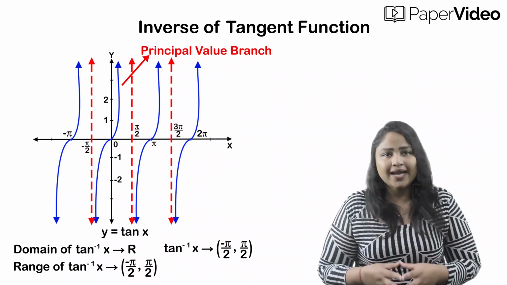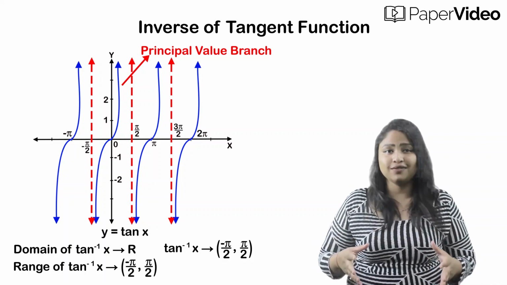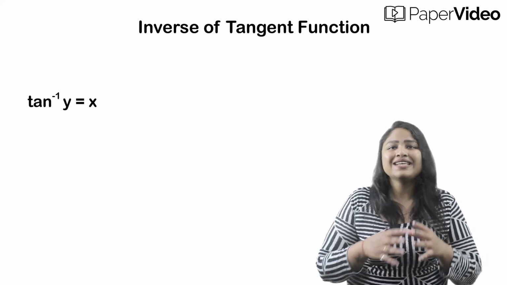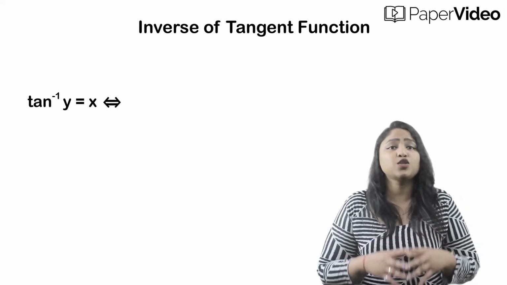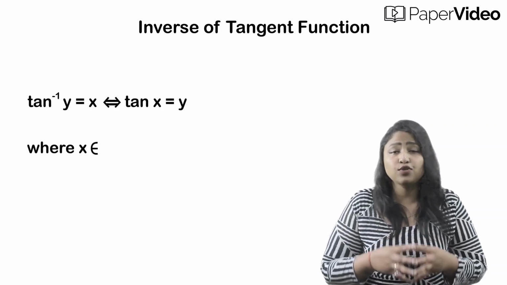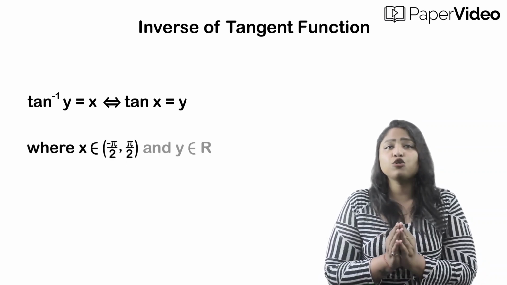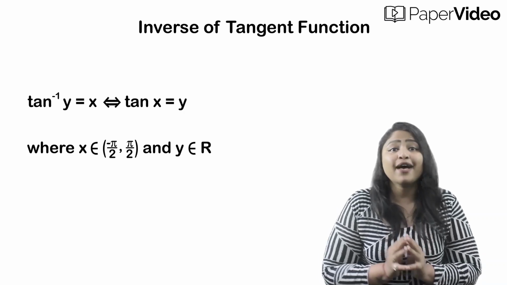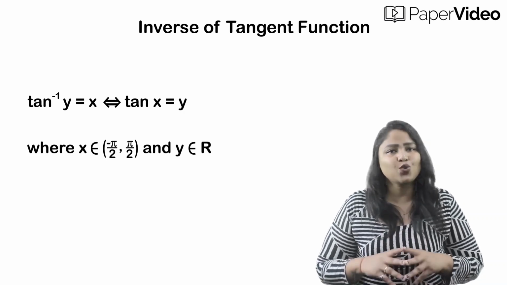And this is how we write tangent inverse function. Thus, the inverse of the tangent function is defined as tan inverse y equals x if and only if tan x equals y, where x belongs to open interval minus pi by 2 to pi by 2 and y belongs to R.